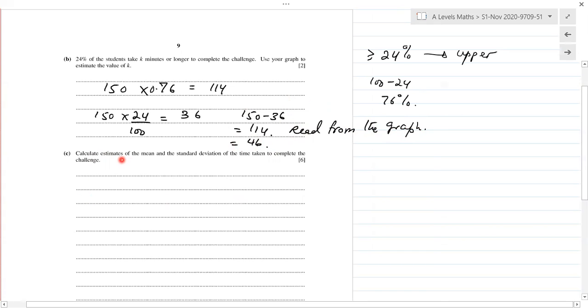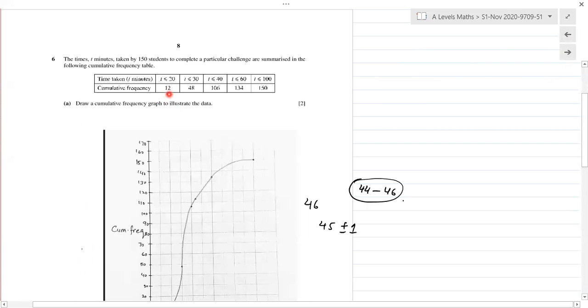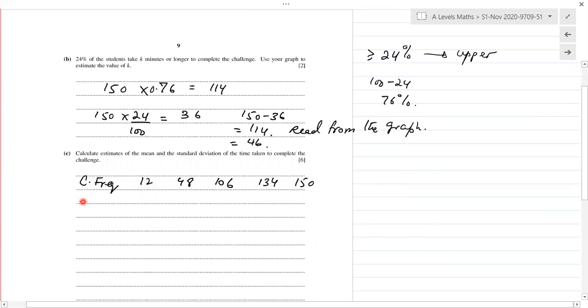It says calculate estimates of the mean and standard deviation of the time taken to complete the challenge. Now, remember, this is cumulative frequency given to us. So let's just have the cumulative frequency over here. The first cumulative frequency that was given to us was 12, then 48, then 106, then 134, and then 150. Now, these are the cumulative frequencies that I've got from here: 12, 48, 106, 134, 150. And these are written over here. I have to work out the frequencies now.